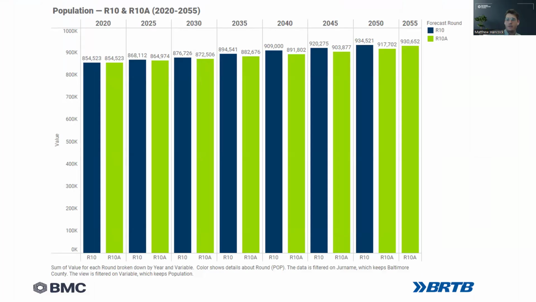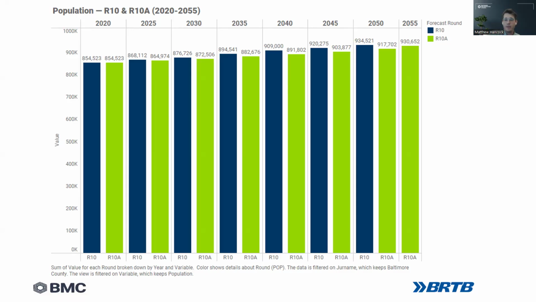So for Baltimore County, these revisions are modest and within the normal bounds of these in-round adjustments. You're seeing that round 10A population is consistently growing across all periods. So it's rising from 854,000 to about 917,000 by 2050, and then to 930 by 2055. So again, we are forecasting continued growth, just at a more moderated level than what was expected in round 10.